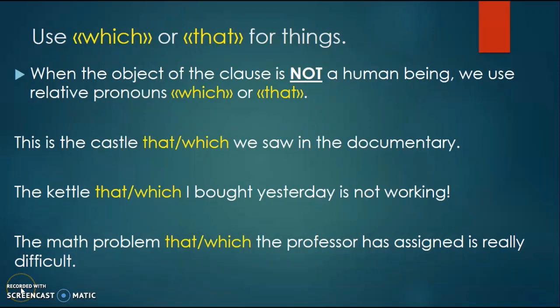We use relative pronouns which or that for things. We do this when the object of the clause is not a human being. Let's take a look at the examples. This is the castle that we saw in the documentary. The kettle which I bought yesterday is not working. The math problem that the professor has assigned is really difficult.